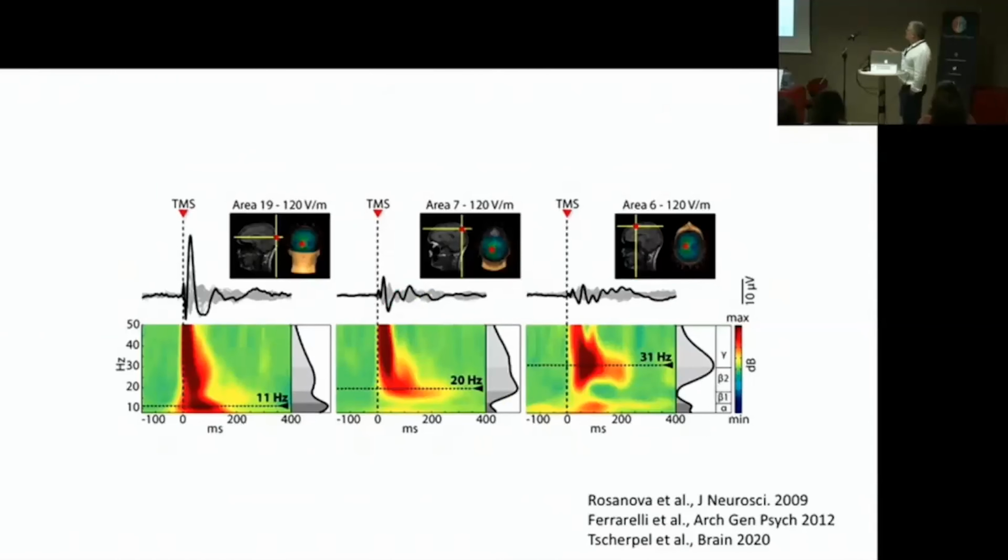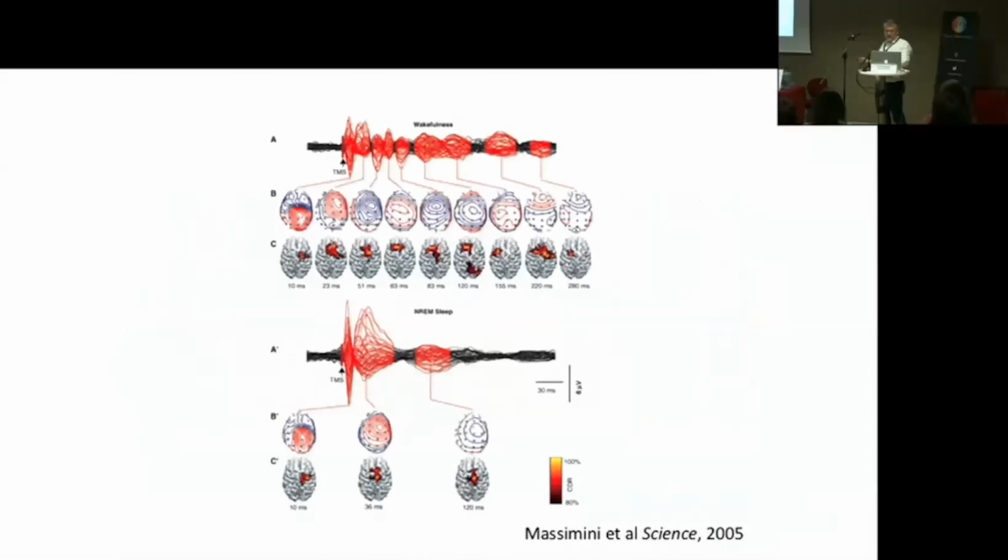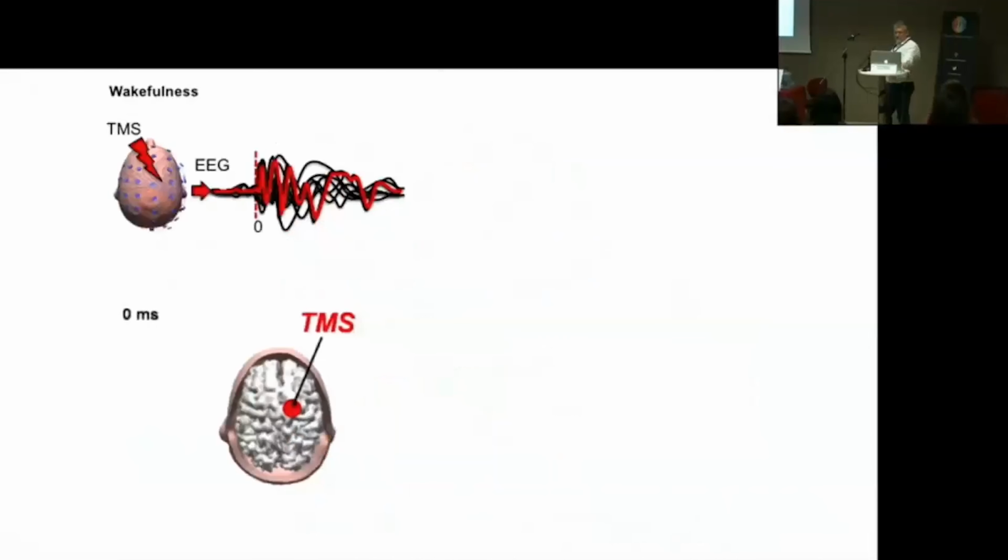Now, if we stimulate different cortical spots, you have different waveforms here: occipital cortex, parietal cortex, premotor cortex, and if you stimulate the premotor cortex in the same subject while the subject is falling asleep, you can have, come on.